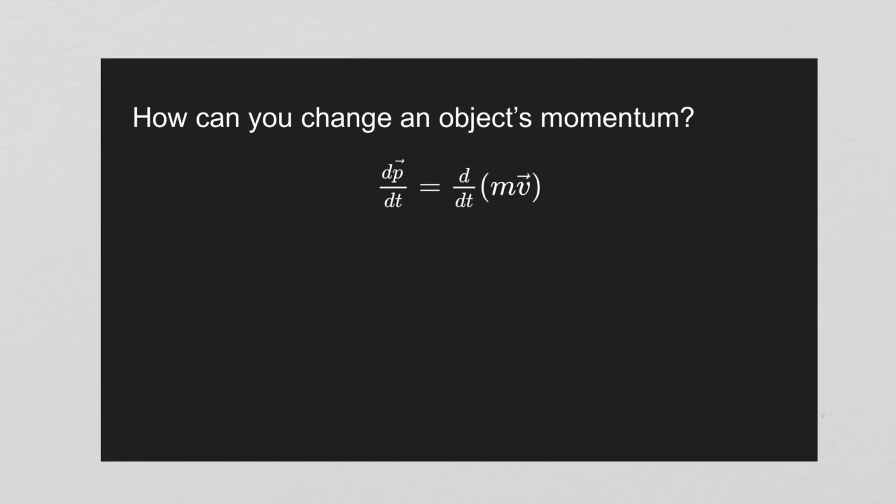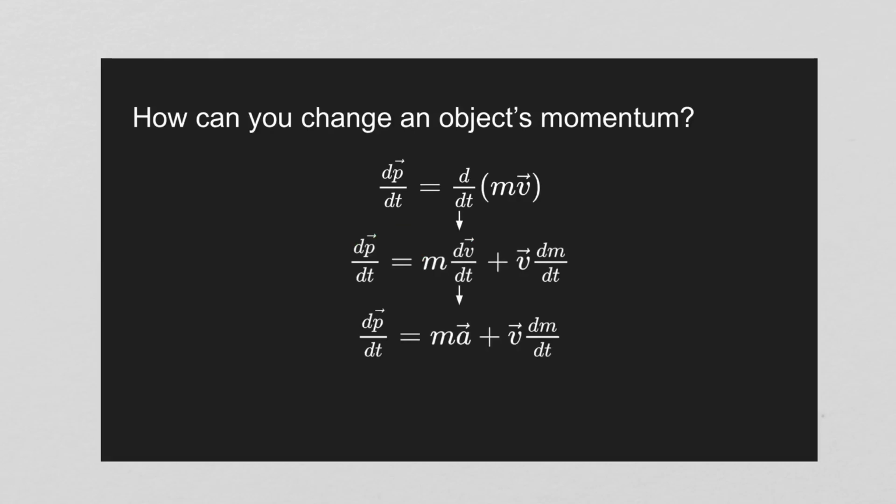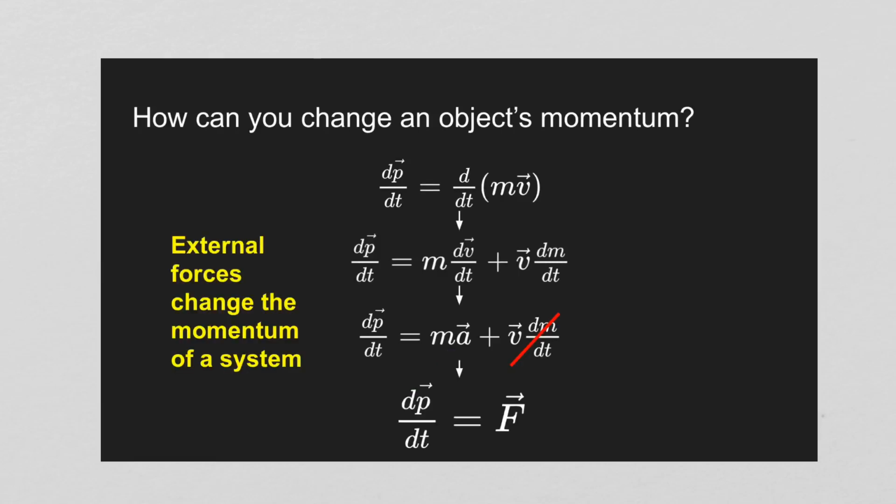So how do we change an object's momentum? Well, we take the derivative with respect to time because we're interested in how it changes in time. We apply our chain rule. Oh, wait. Mass times derivative of velocity with respect to time, that's mass times acceleration. And then let's assume we've got a constant mass. Oh, wait, forces cause masses to accelerate. Forces also change an object's momentum. So external forces change the momentum of a system.